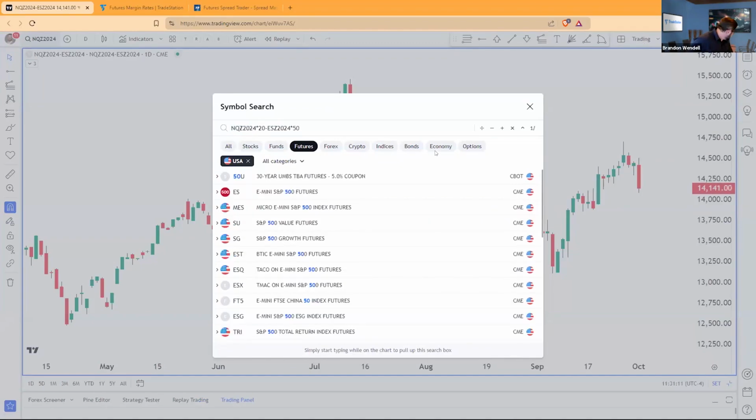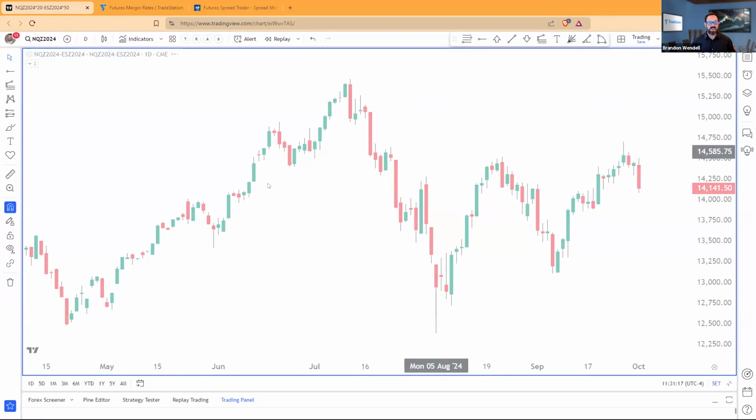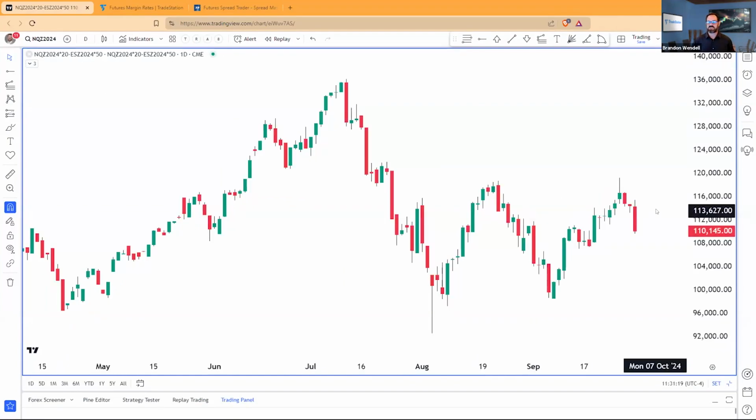Sorry, there's some noises behind me. It's my dogs. And there it is. That is the notional values. It changed a little bit. The shape overall is about the same, but the details are a little different. And you've got to be careful there. So now our notional value is 110,000.